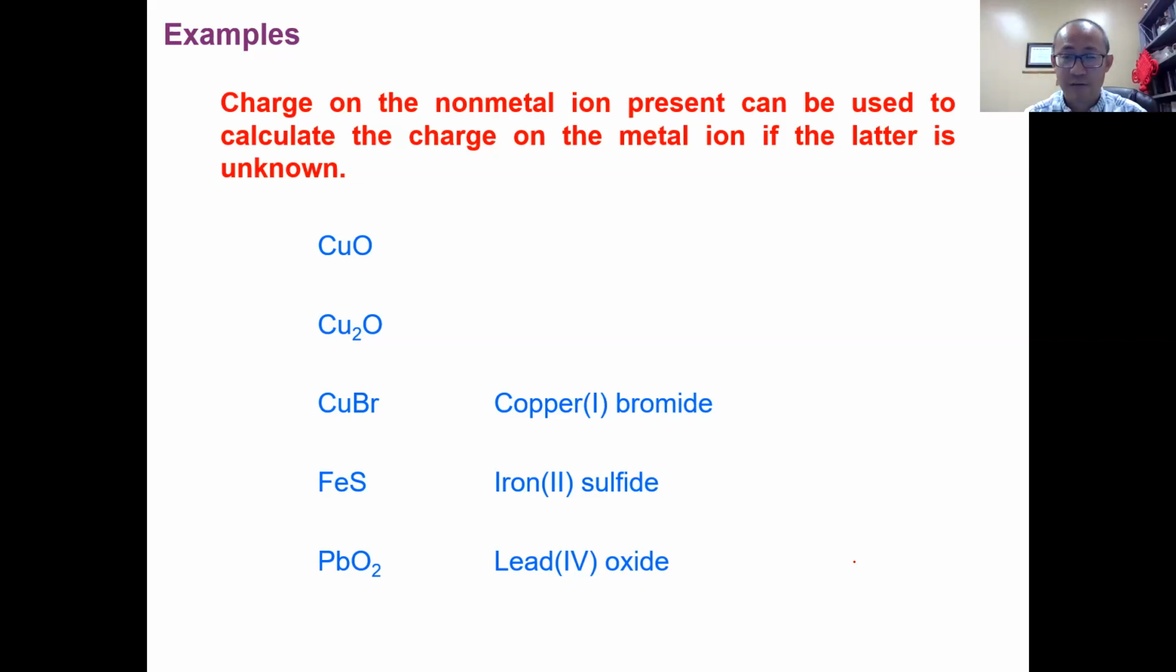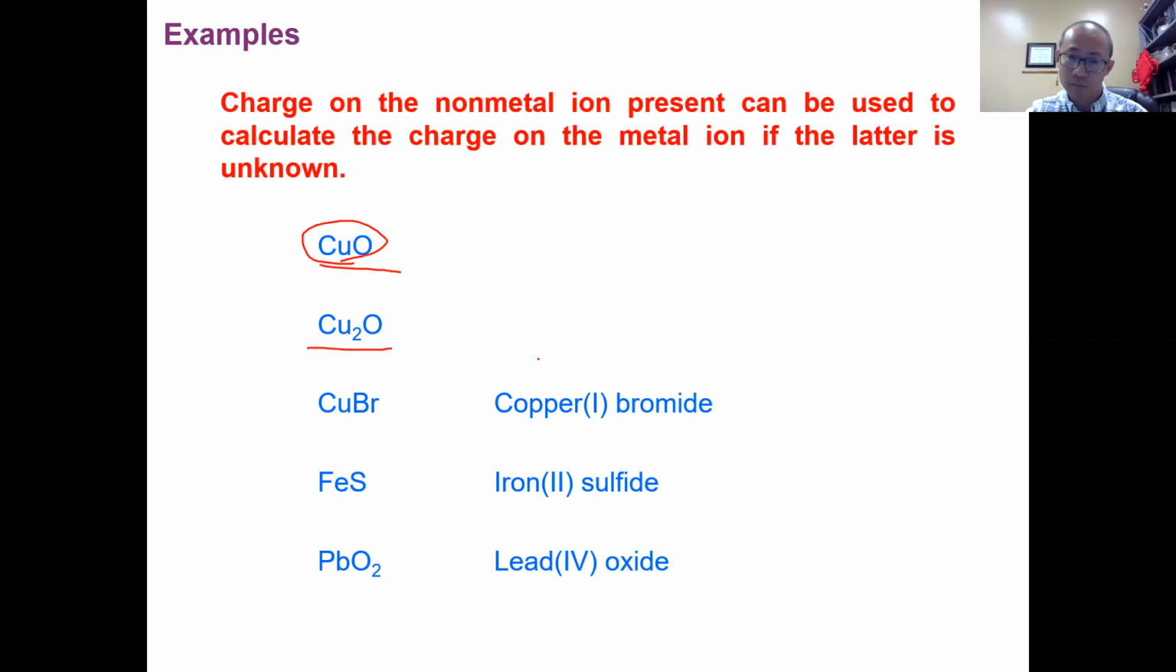If that makes sense. For example, CuO. I don't know the charge of the metal, Cu, but I know the charge of the oxygen. Oxygen charge is -2, so the copper will be +2, 1 and 1. So this one will be copper 2 oxide.